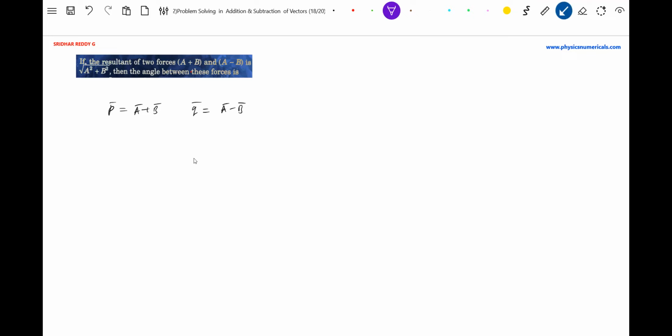So here I'll begin like this. Let P bar, Q bar be the two forces. P bar equal to A bar plus B bar. Q bar is equal to A bar minus B bar. I think this much is what is there. The angle between these forces is being asked. The angle between these forces. So how are these forces? This is the vector P bar. This is the vector Q bar.